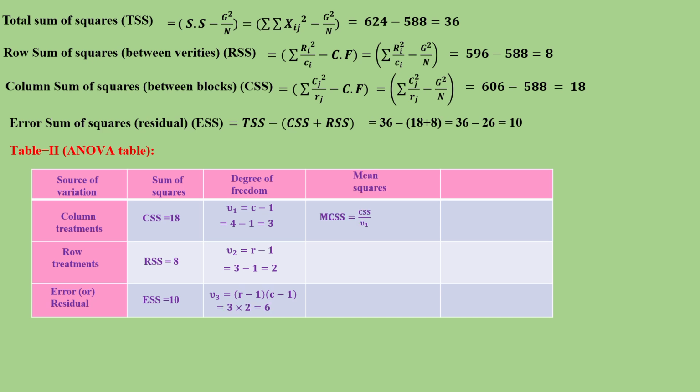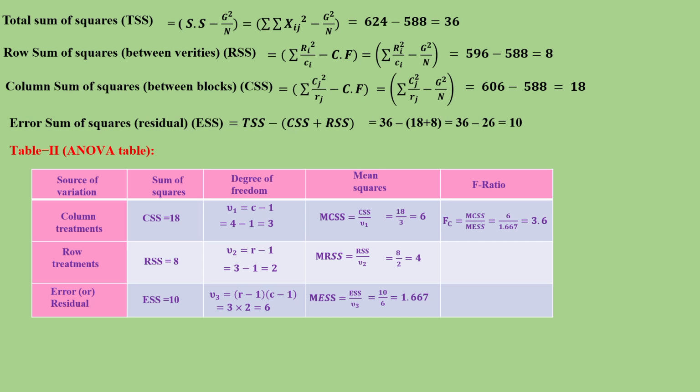Next, mean sum of squares column, that is equal to 18 by 3, that is equal to 6. Then mean sum of squares row, that is equal to 8 by 2, that is equal to 4. Then error mean sum of squares, that is equal to 10 by 6, that is equal to 1.667. Now consider MCSS, that is 6, MESS 1.667. So MCSS is greater than MESS. Therefore, first F ratio with respect to column, FC. So first numerator, you have to write MCSS by MESS, right? 6 by 1.667, that is equal to 3.6.